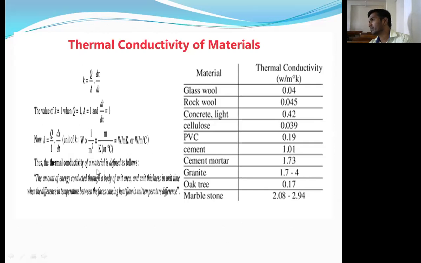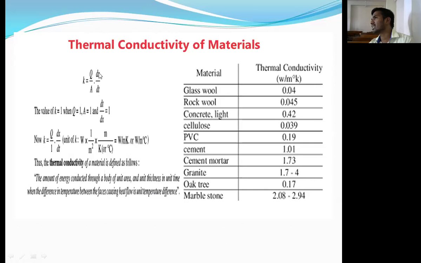Okay, then from this, what is the definition of the thermal conductivity? Thermal conductivity is nothing but K is equal to Q. कधी असणार आहे, K is equal to Q when A is equal to 1 and this dt by dx is equal to 1. So in that manner we have defined the thermal conductivity: the amount of energy conducted through a body of unit area, okay, and unit thickness in unit time when the temperature difference between the phases causing heat flow is unit temperature difference.